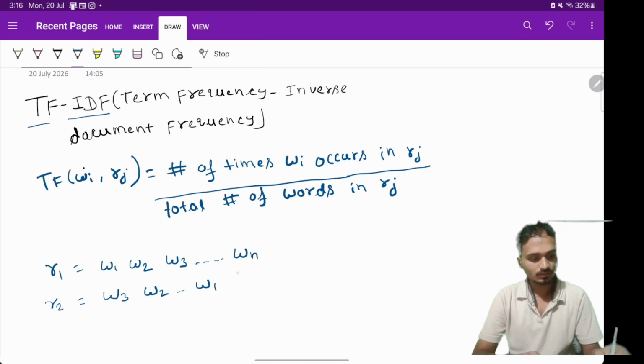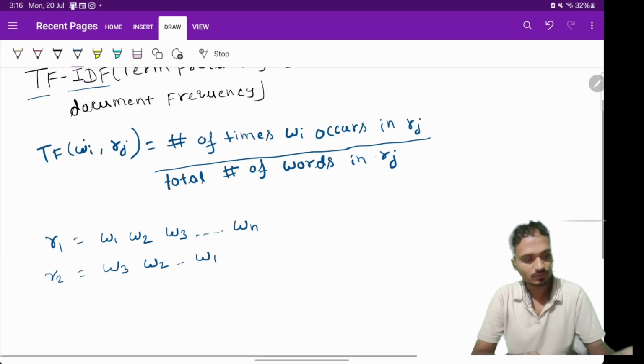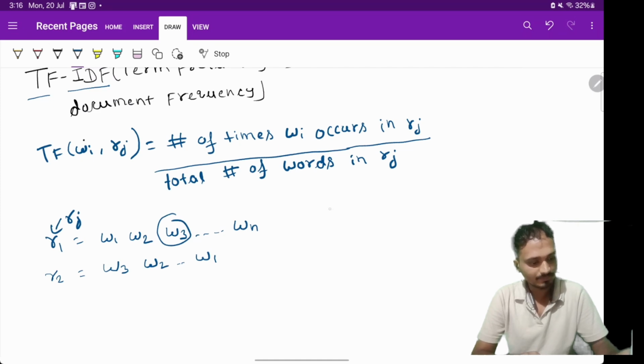Now we'll understand the term frequency. What does it say? The number of times Wi occurs in Rj divided by the total number of words in Rj. Let's consider this as Rj, and let's say this is Wi. Let's say it occurs only one time. So here we will have 1 divided by the total number of words in Rj. Rj means R1, so we have, let's say, n words in total. So 1 by n will be the term frequency.